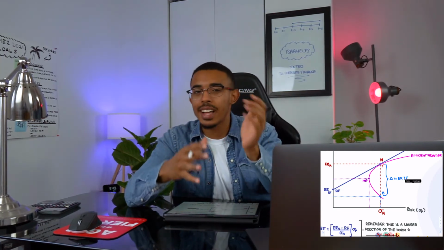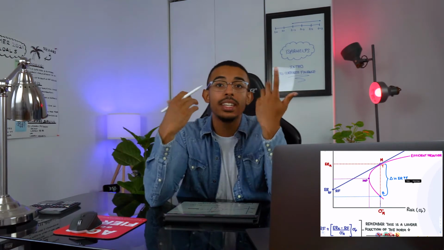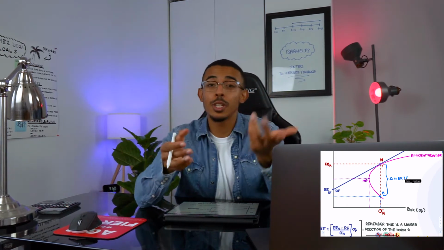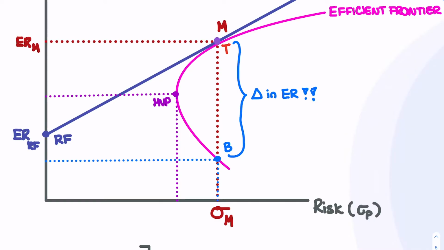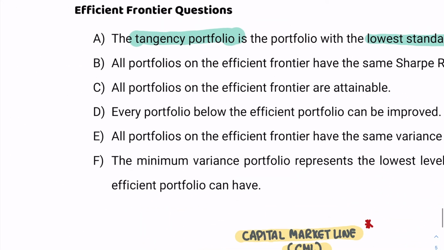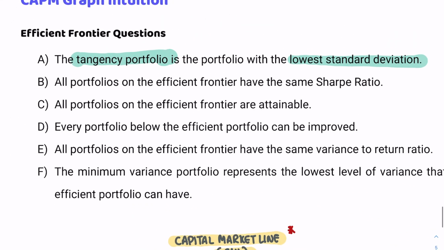There's no way that that's factual, without even needing to remember something. You can do much better when you actually understand things, and the graph allows you to do so. So already we could see that the tangency portfolio is not the portfolio with the lowest standard deviation. So that would be false.